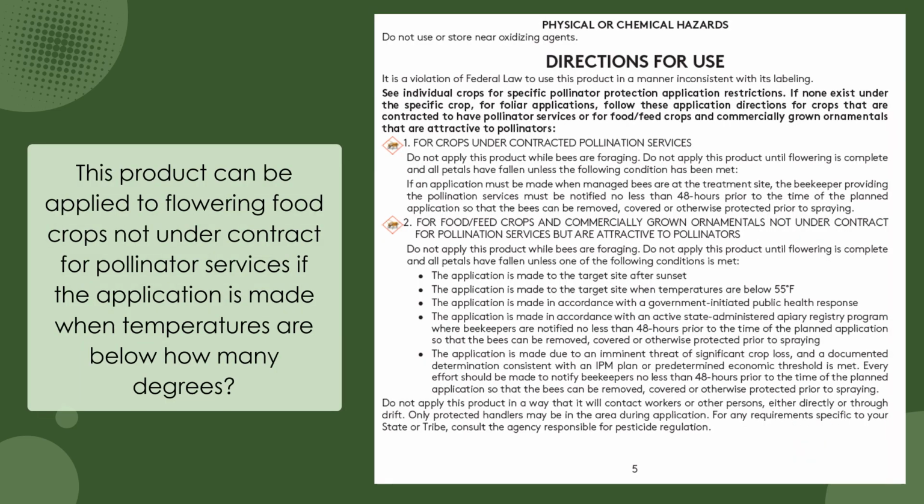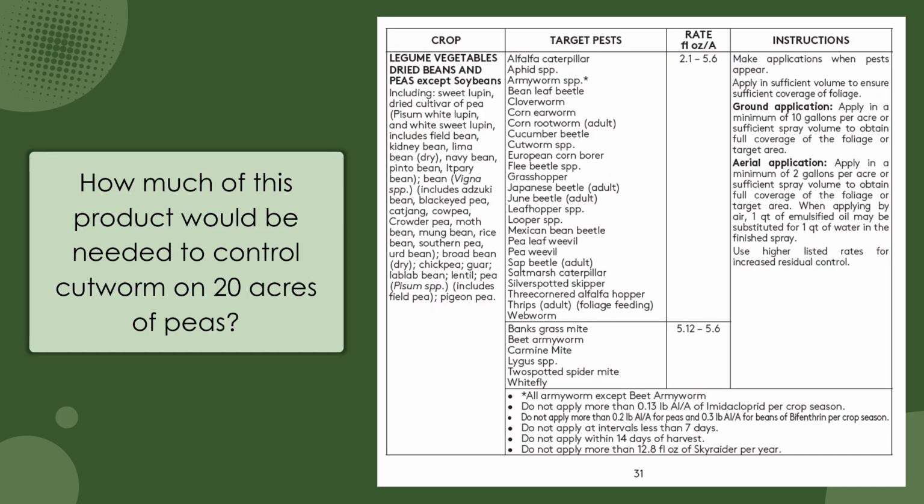How about this? This product can be applied to flowering food crops not under contract services for pollinators if the application is made when the temperatures are below how many degrees? Well, we just read all the way through this thing, and there's a lot of stuff here, but if we look and look and look, pretty soon we find it. The application is made to the target site when temperatures are below 55. It'll always be there.